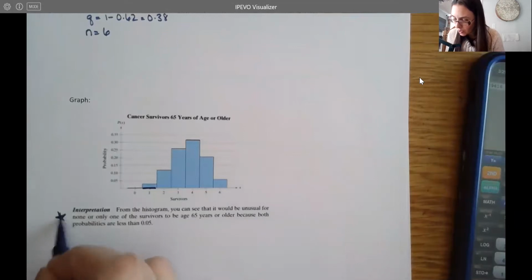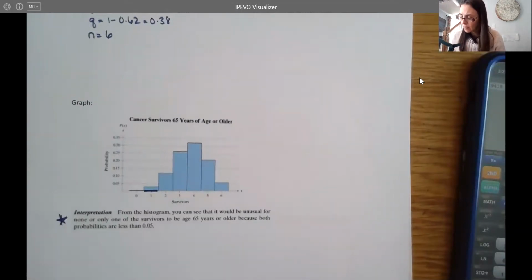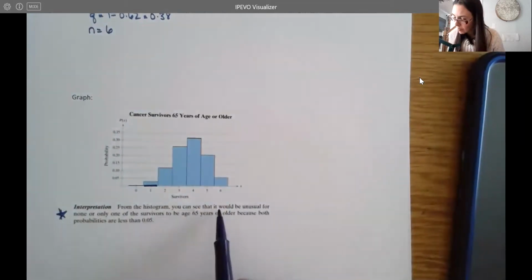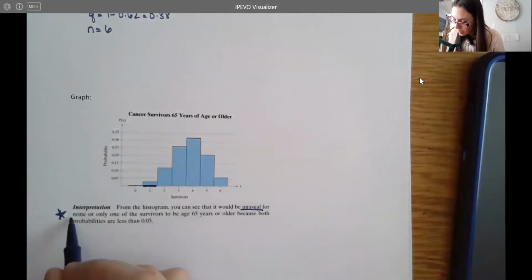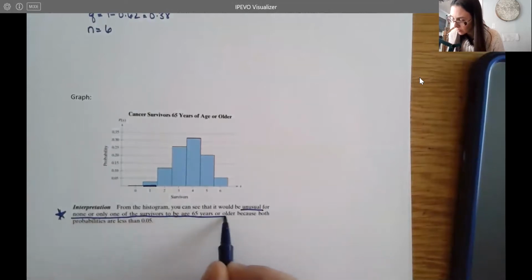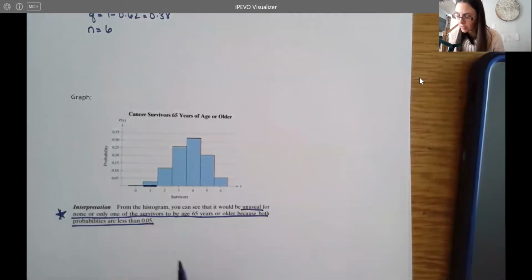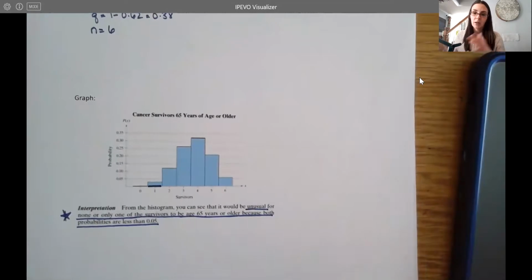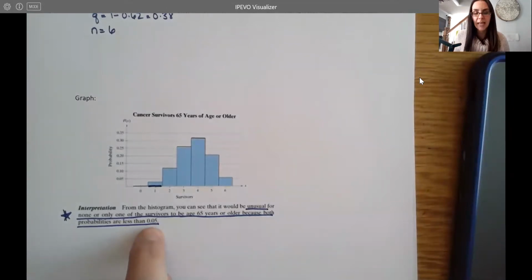Now, one thing to note here, which is just good to remind us of, is from the histogram, and even from the table more clearly, we can see that it would be unusual for none or only one of the survivors to be 65 years or older, because both probabilities are less than 0.05. Remember, unless you're told otherwise, the most standard cutoff for unusual is 0.05. It can change in research, so it doesn't have to be 0.05. Sometimes we use 0.10 or 0.01, so there are variations, but usually 0.05 tends to be that main mark for unusual values.